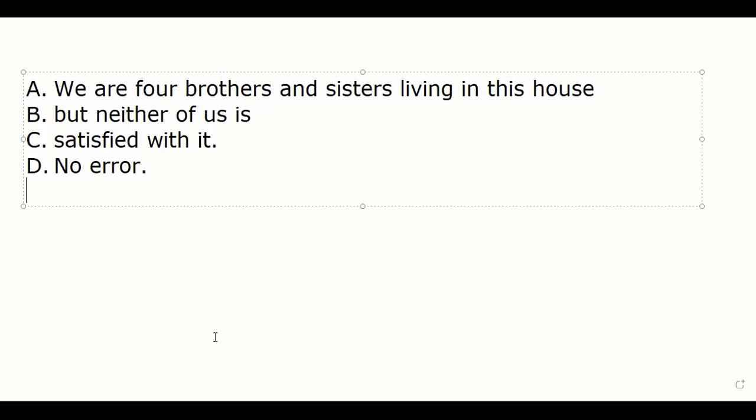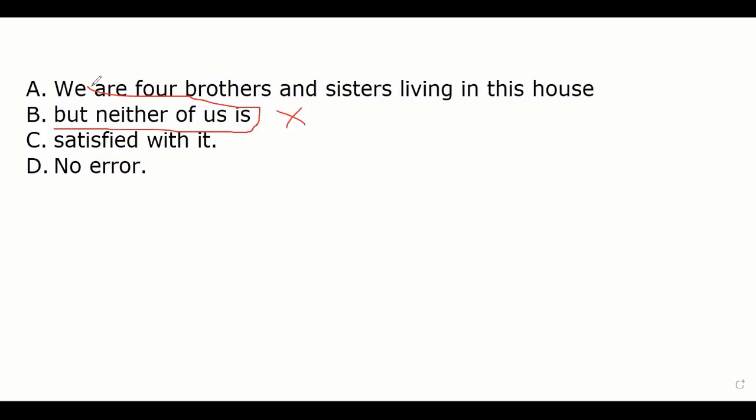It should be B only. We are 4 brothers and sisters living in this house, but none of us is satisfied with it. So this part is wrong, correct? So everybody said this part is incorrect. Now everybody has their own way of correcting it. So Achintya said something and then Abhinav said something. Sunitaji, you are saying it's what? It's none of us is. Yeah, none of us is satisfied with it.